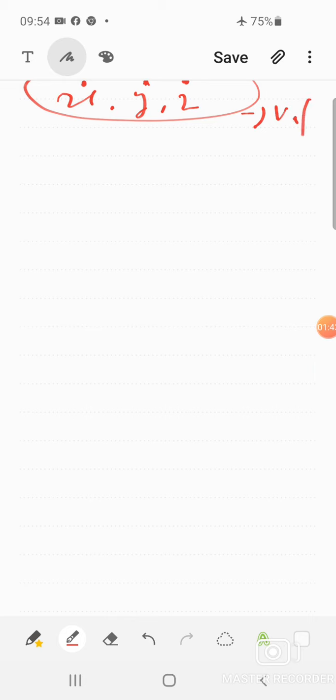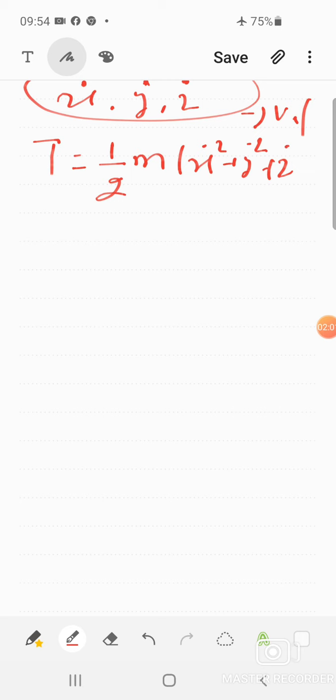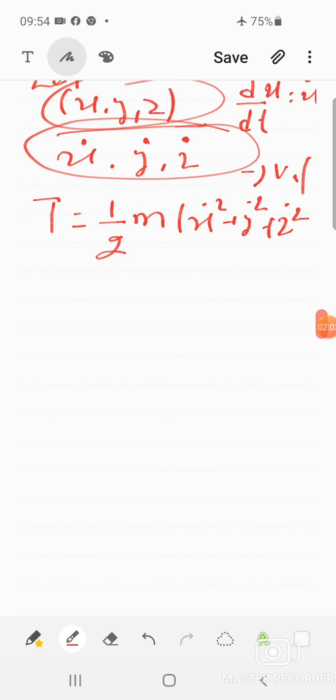Then we will find out the kinetic energy, and the kinetic energy of the particle is given by T, that is equal to, simply we will write, 1 by 2 mv square, and here v square is x dot square plus y dot square plus z dot square. This is the velocity.